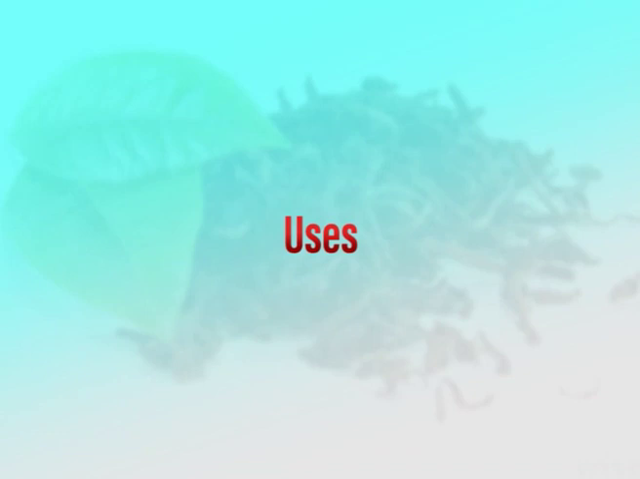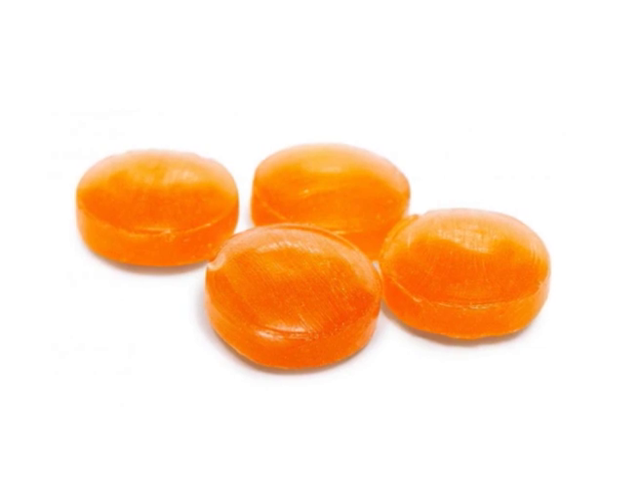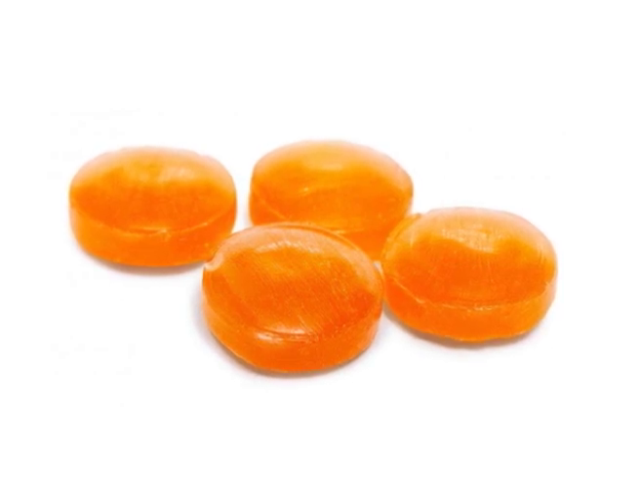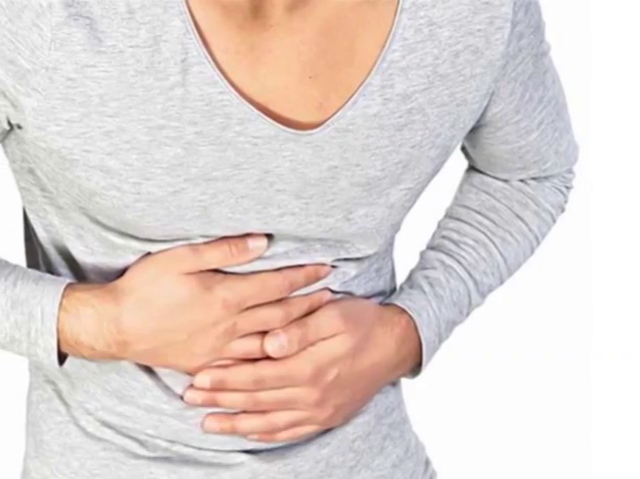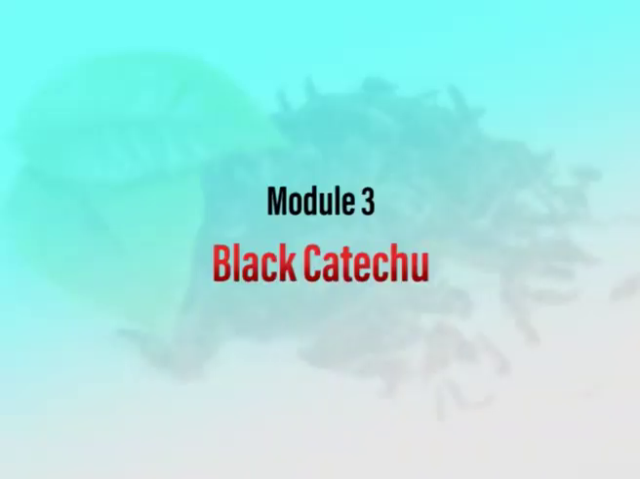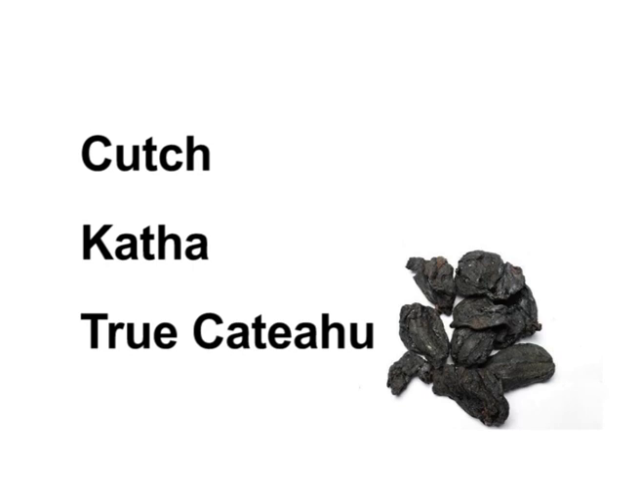Subsequently, I will be discussing the uses of the pale catechu. Friends, pale catechu is employed medicinally as a local astringent in the form of lozenges and as a general astringent to check diarrhea. Now, subsequent to this, I will be discussing module 3, and under module 3 I will be talking about the black catechu, which is also called kach or katha, or it is also called true catechu.